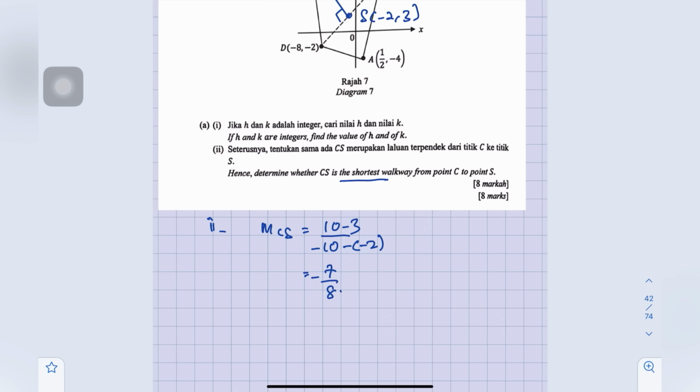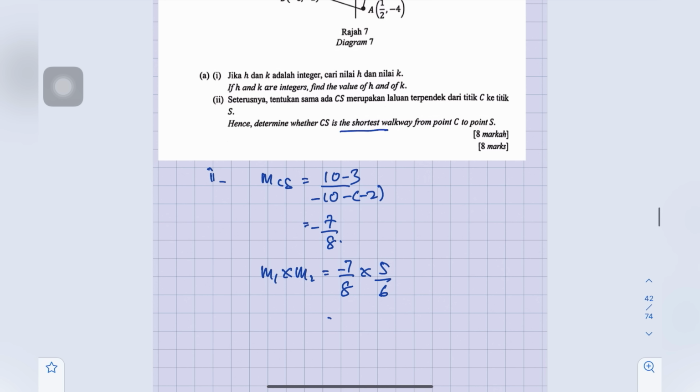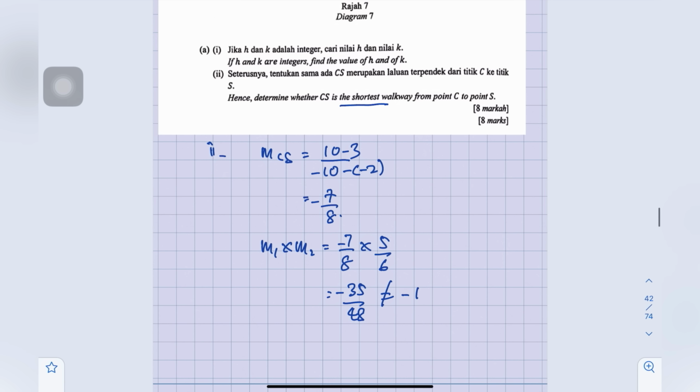By using M1 times M2 equals negative 7 over 8 times 5 over 6, this equals negative 35 over 48, which is not equal to negative 1. So when it is not equal to negative 1, it is not perpendicular, so it is not the shortest.